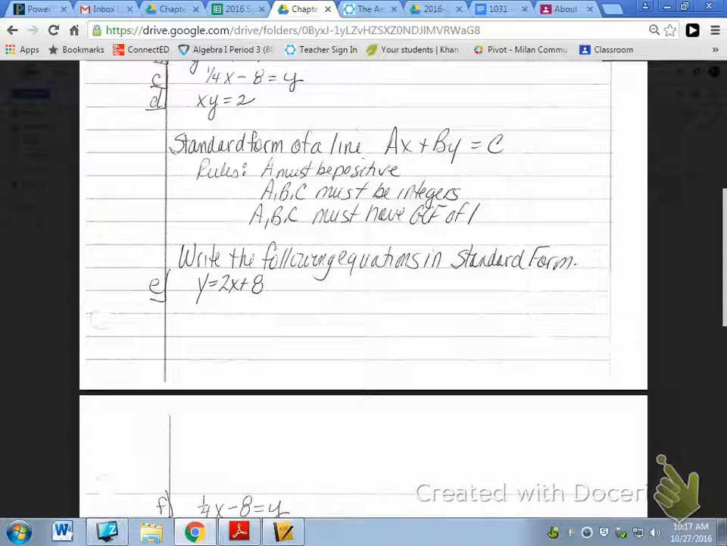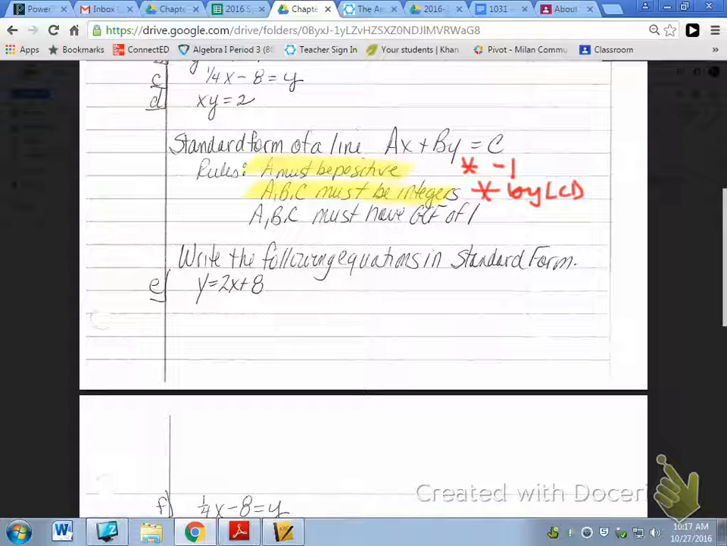Here are the rules. These things have to occur for it to be in proper standard form. The A must be positive. If it isn't, then you would end up multiplying the equation by -1. Next, A, B, and C must be integers. If they aren't, you're going to multiply by a least common denominator to eliminate the fractions.